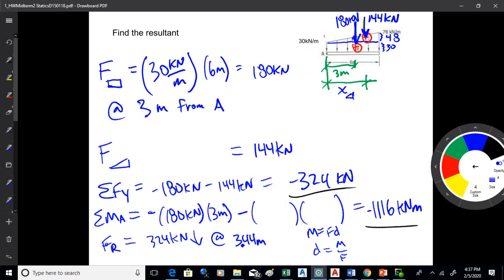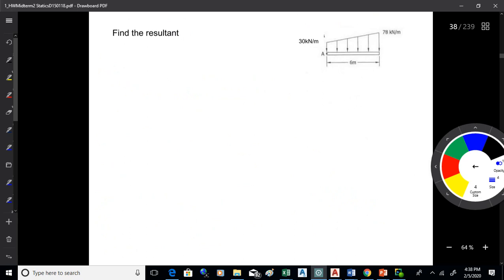So we good with that? We got any questions on that? So that's the run through that. That's a resultant problem with distributed loads. Okay. We good? All right, so that's force, yeah, okay.